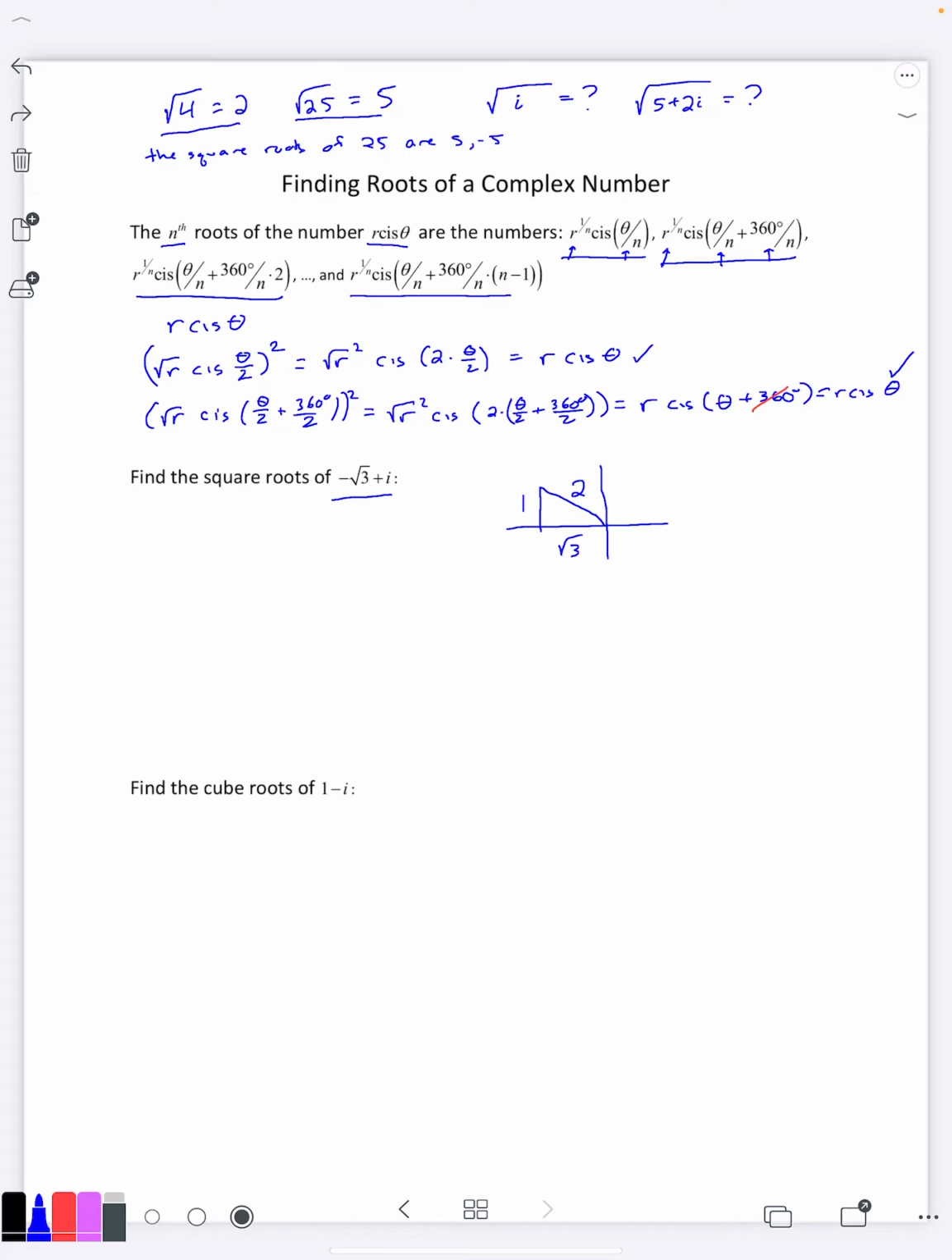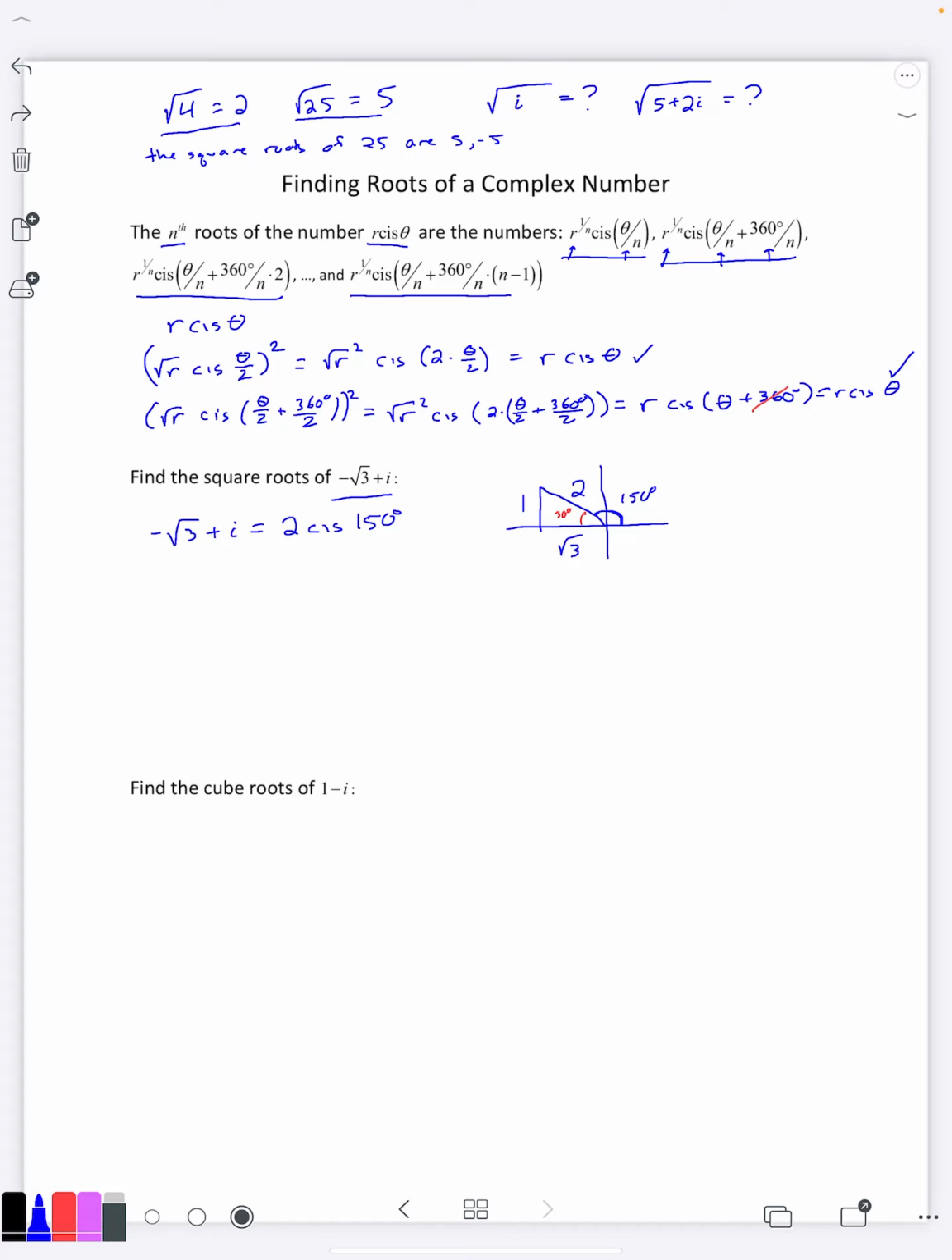And then we need to know what the angle is. And it's, again, the angle from the positive x-axis. So we have to think about what angle would make this happen. Well, based on our knowledge of special right triangles, the reference angle is 30 degrees here. Right? It's a 30, 60, 90, and it's opposite the smallest side. So then that means this angle is 150. So negative square root 3 plus i is the same as 2 CIS 150 degrees.